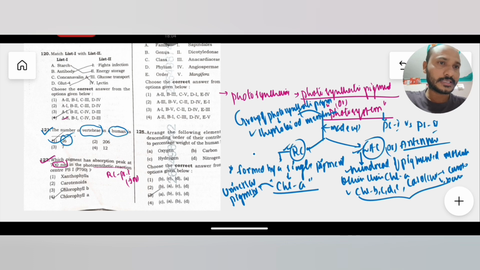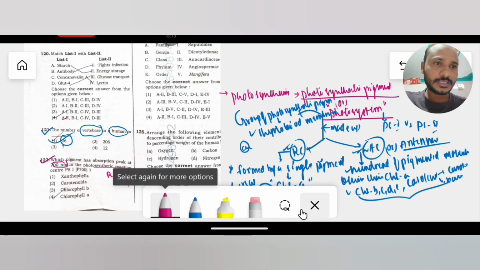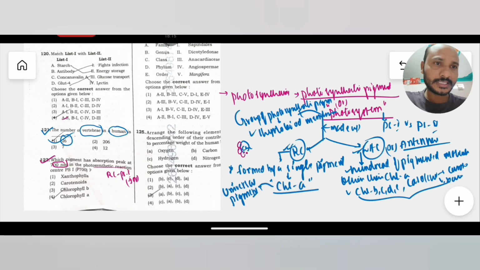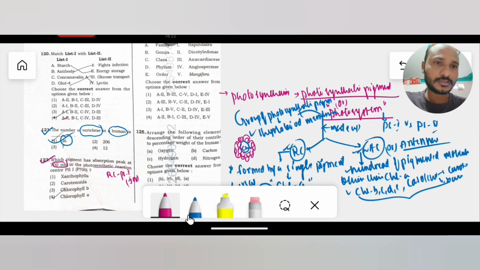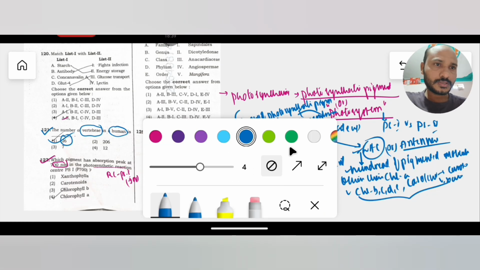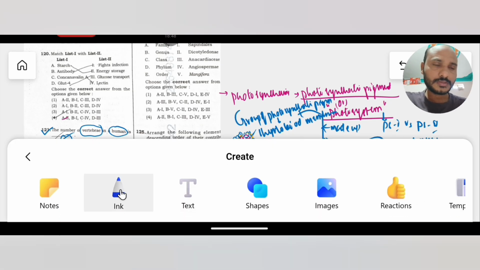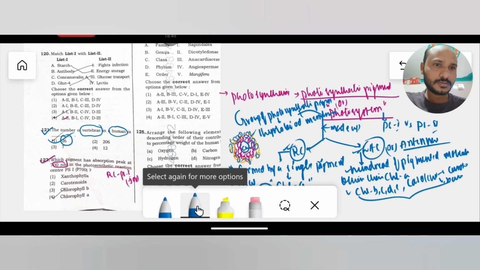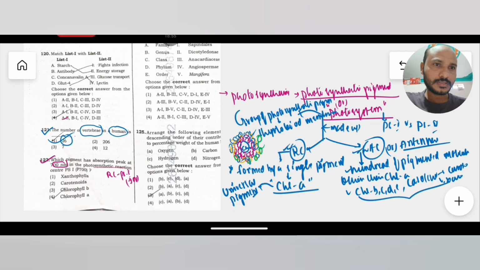How exactly? For example, think of a chlorophyll A pigment, around which we have a number of pigments arranged like this. Number of different pigments, and we will take another one. Take another pigment, blue color, another pigment. Like that. So this is one photosystem.